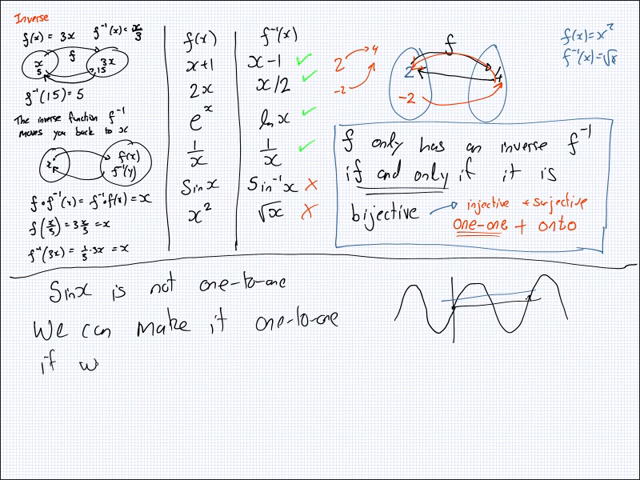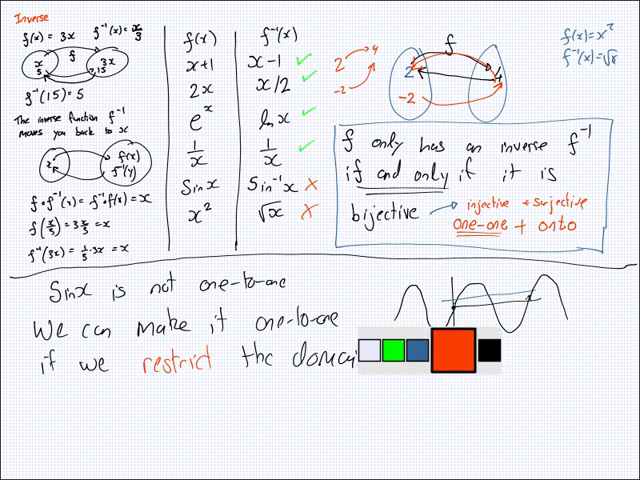if we restrict the domain. So if we make the domain smaller, if you look at your graph, what would be a suitable domain? Well, you could go from here to here, because now if we draw a vertical line, we have only 1.